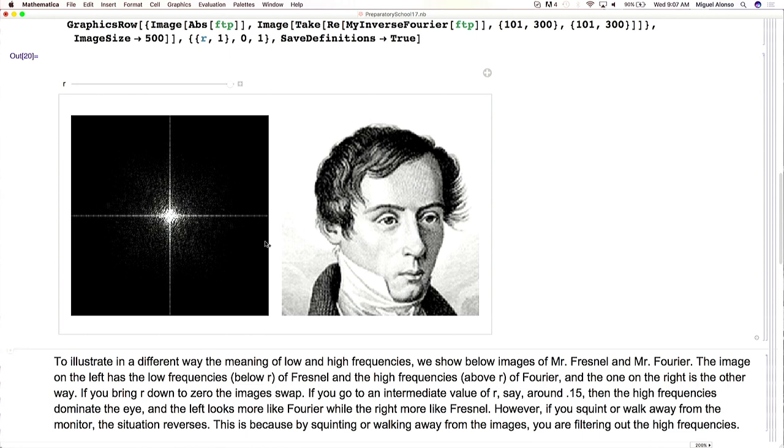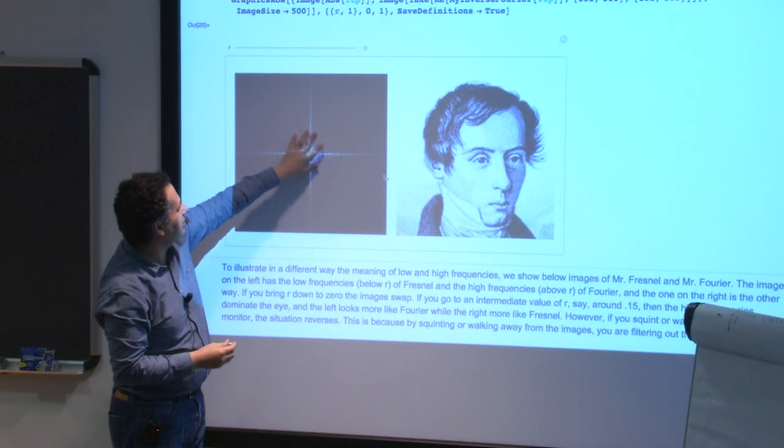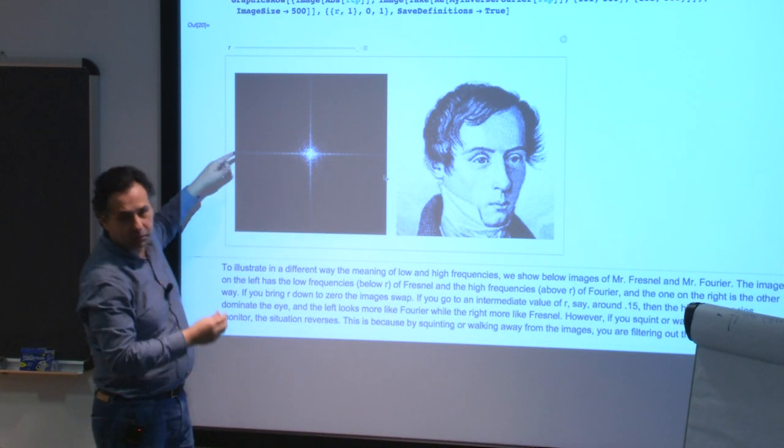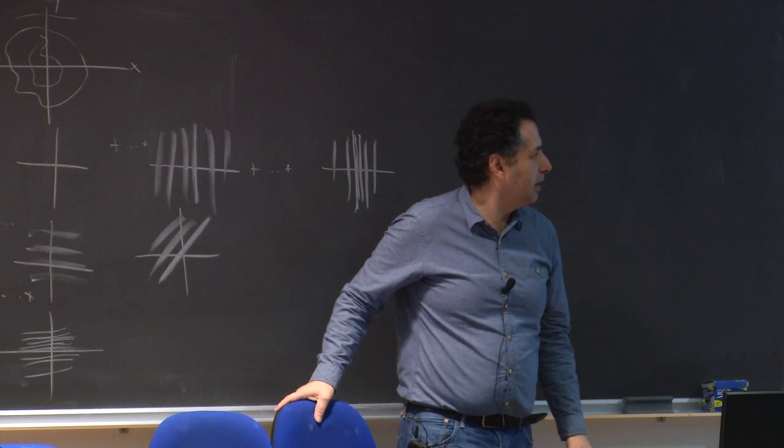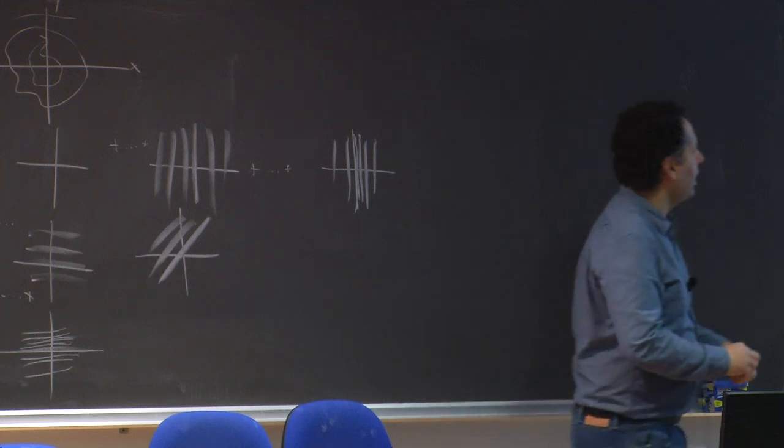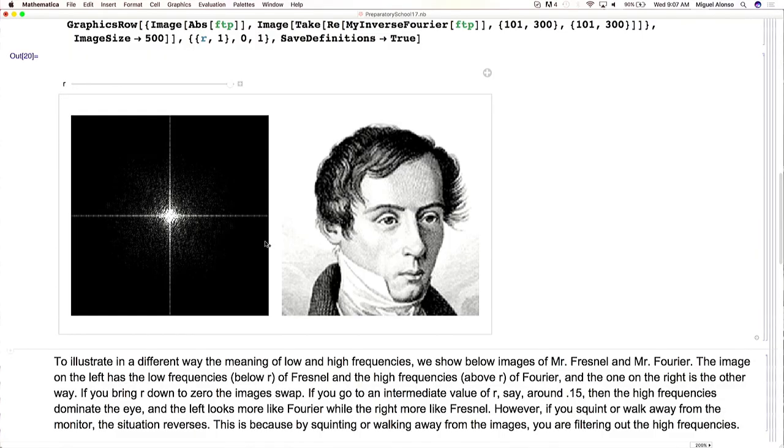So the main features about Fresnel himself is all these dots around here. This is an artifact from the square window that I'm using. Now I'm going to simulate what happens if I were to do a Fourier transform, then block what is outside of a given circular region, an inverse Fourier transform.